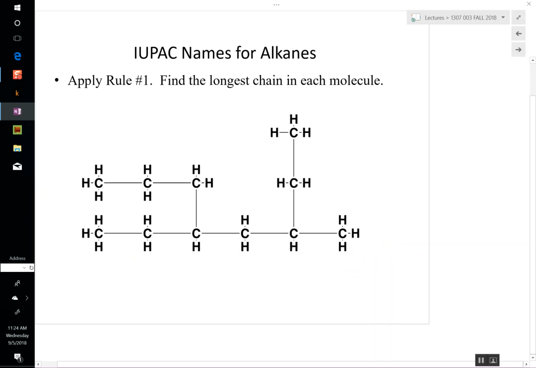Rule number 1. Find and name the longest chain. 1, 2, 3, 4, 5, 6. Or could you go like that? Yeah, you could. 7. Where's 7? 1, 2, 3, 4, 5, 6, 7. Oh, you can do that. Yeah, but there's 8. 1, 2, 3, 4, 5, 6, 7, 8. That's the longest chain.